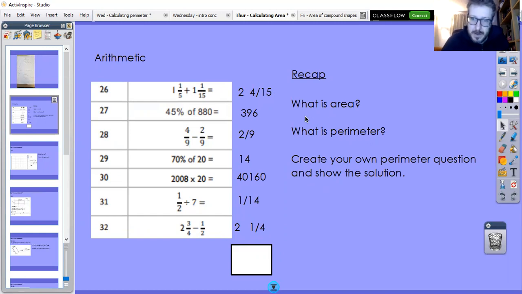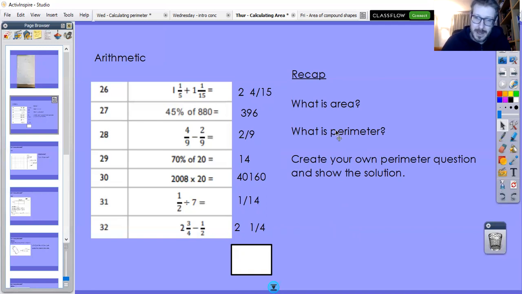Okay, so hopefully you were able to remember something about what area is. Area is the space that a shape will cover. So we're talking about area in the context of shapes, and we're talking about measuring the space that that shape covers, the space that that shape takes up.